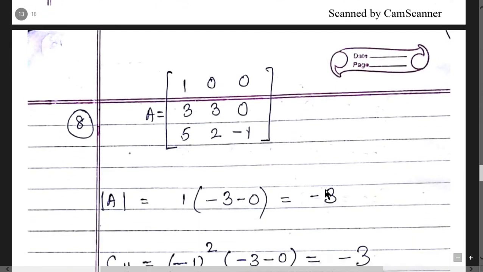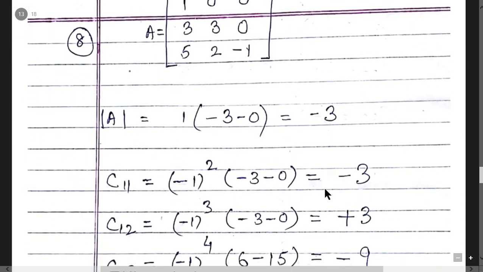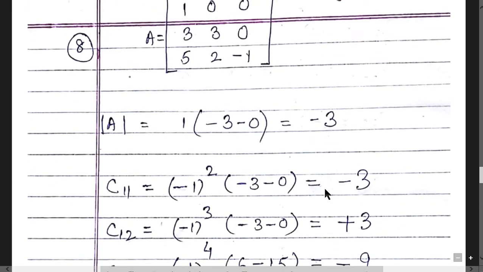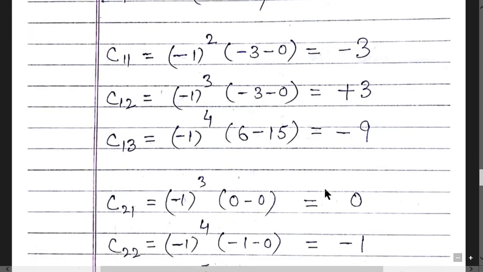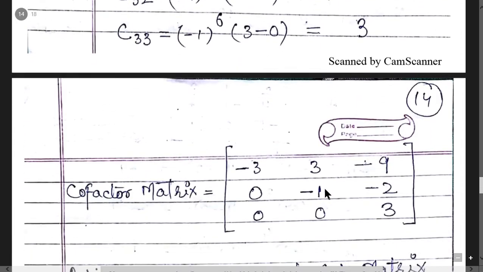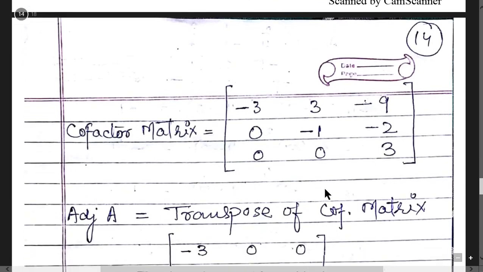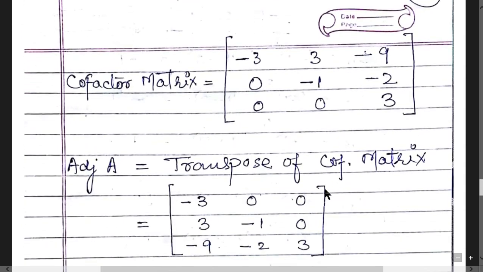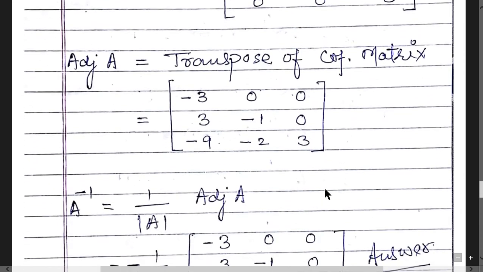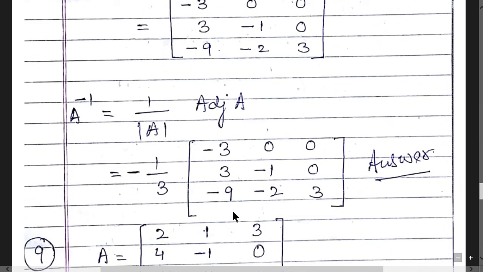Similar is the case in question number 8. I think all these questions are similar. You have to calculate the determinant, then all the cofactors, then the cofactor matrix, and then take the transpose of the cofactor matrix, it's the adjoint of A, then insert the values in the formula. You obtain the answer.